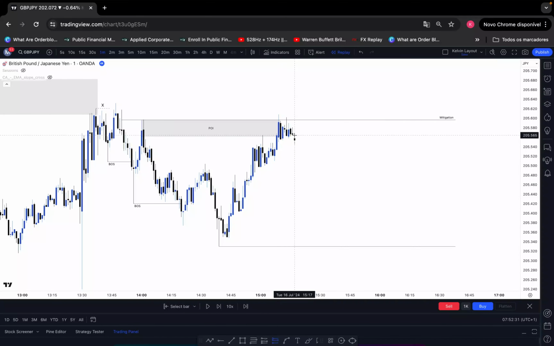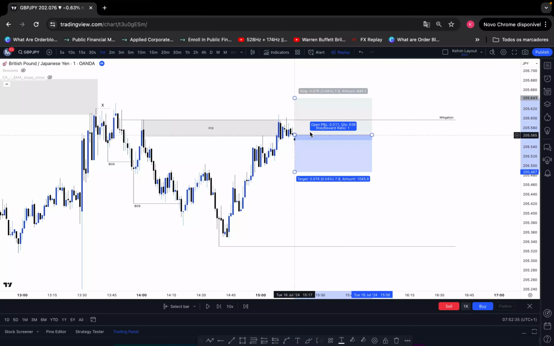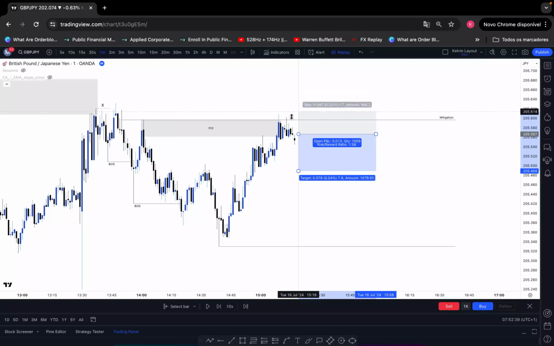So my entry was at 205.565 right here. So that was my entry on the seconds time frame. I had a 2.5 pip stop loss on this trade, and my target was this one right here.